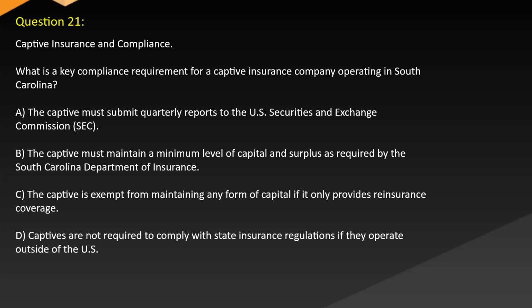Question 21. Captive insurance and compliance. What is a key compliance requirement for a captive insurance company operating in South Carolina? A. The captive must submit quarterly reports to the U.S. Securities and Exchange Commission (SEC). B. The captive must maintain a minimum level of capital and surplus as required by the South Carolina Department of Insurance. C. The captive is exempt from maintaining any form of capital if it only provides reinsurance coverage. D. Captives are not required to comply with state insurance regulations if they operate outside of the U.S.